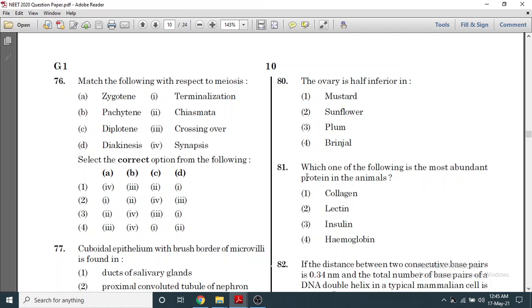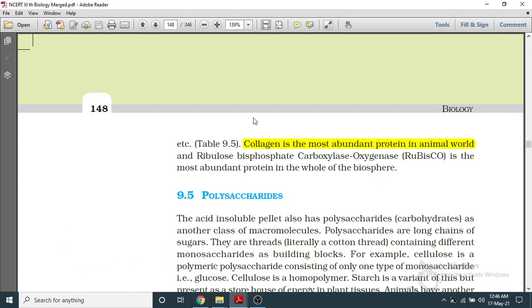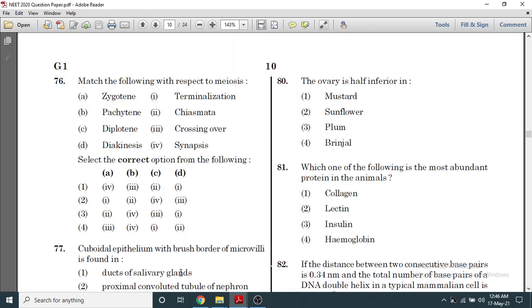Now move on to question number 81. Which one of the following is the most abundant protein in the animals? Class 11, page number 148. This is a very simple question. Collagen is the most abundant protein in the animal world. So collagen, 81, answer number 1.